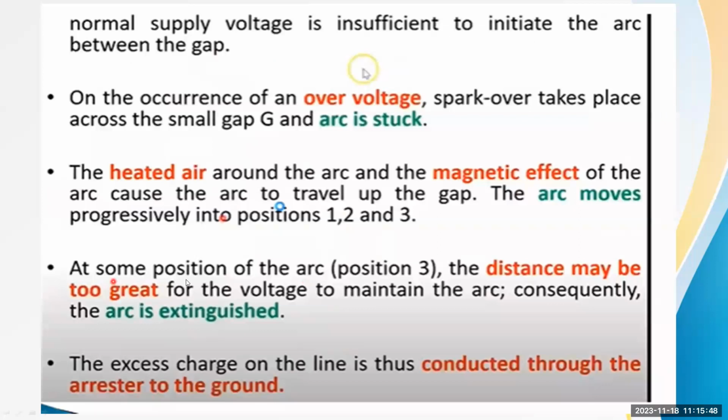At some position, position 3, the distance may be too great for the voltage to maintain the arc. Consequently, the arc is extinguished, because of this higher distance at position 3. The excess charge on the line is thus conducted through the arrester to the ground.